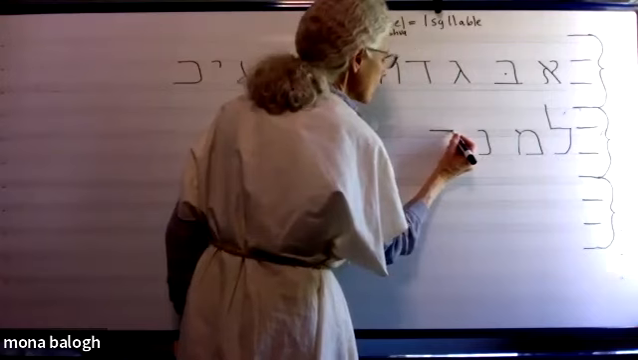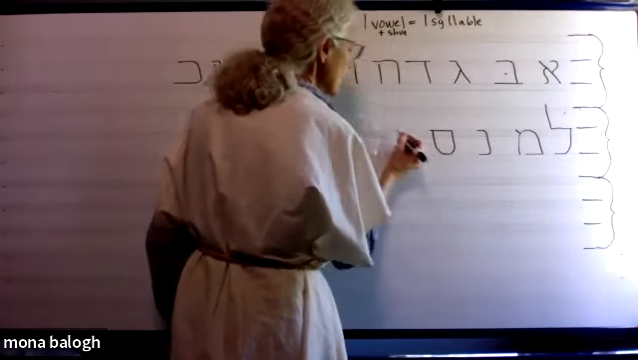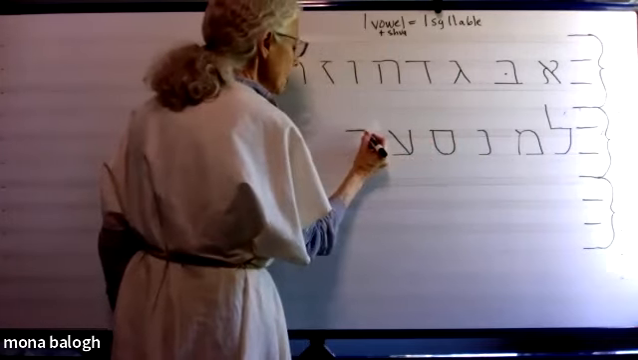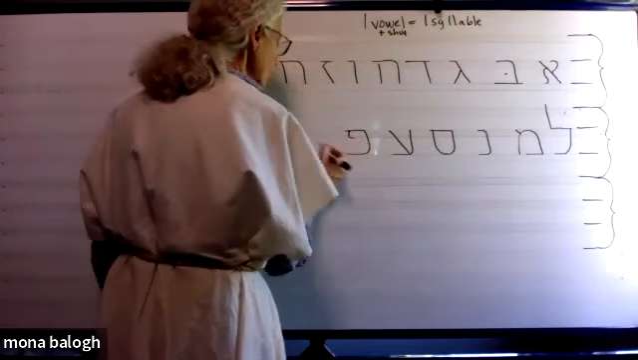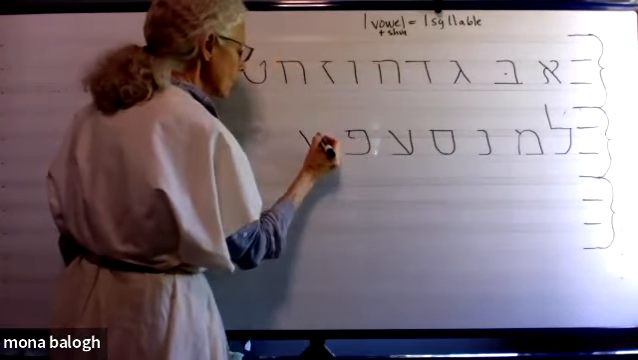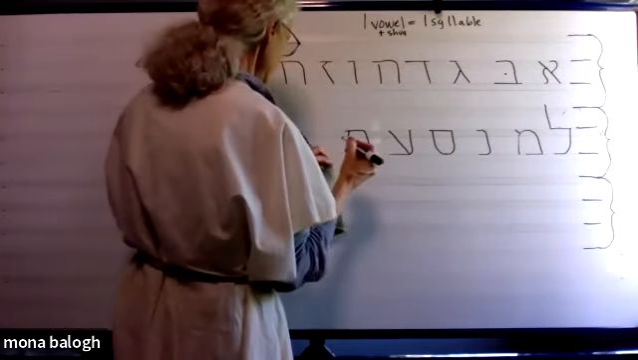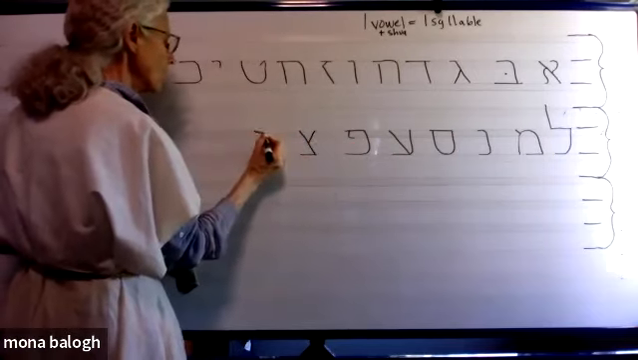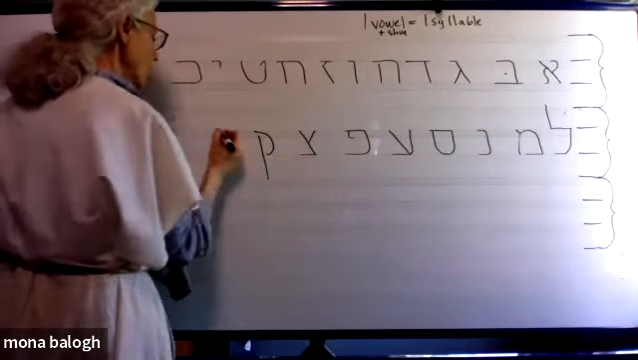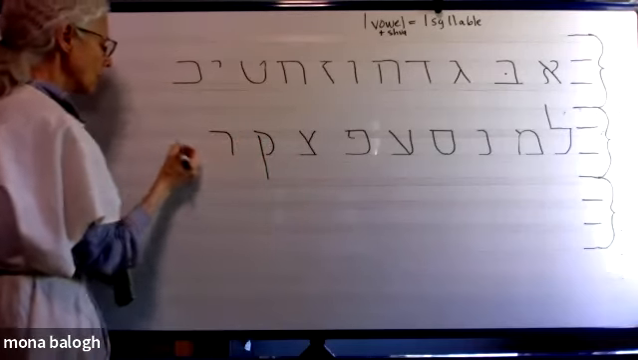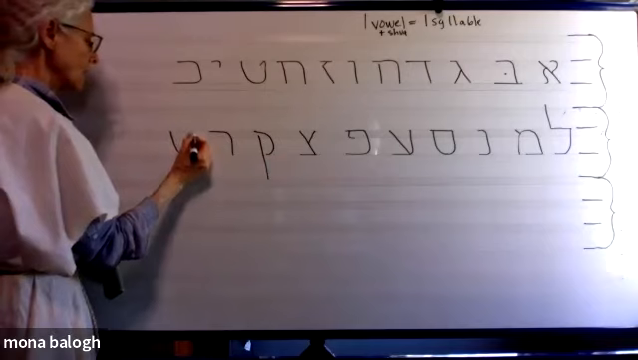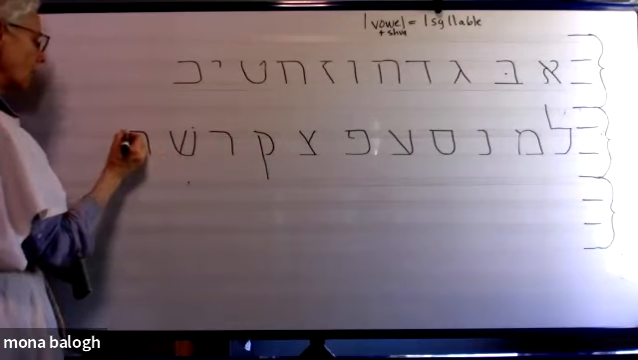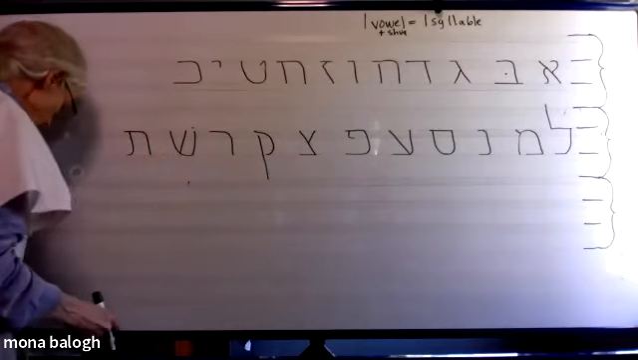Samech, ayin, fe, tsadi, kuf, resh, shin, tav. All righty, we're doing just the 22 letters here. We're not doing the sofit forms or the dagesh forms.